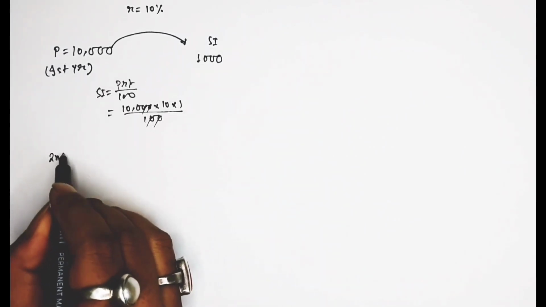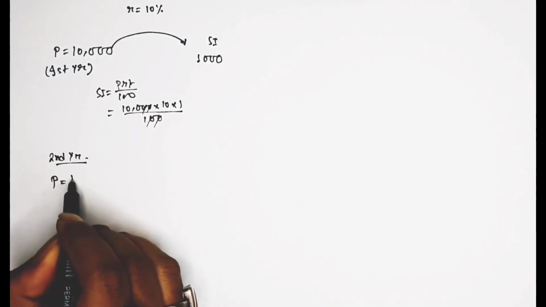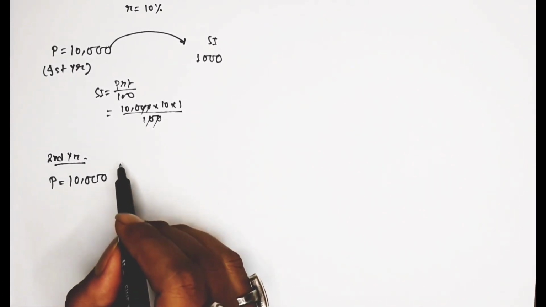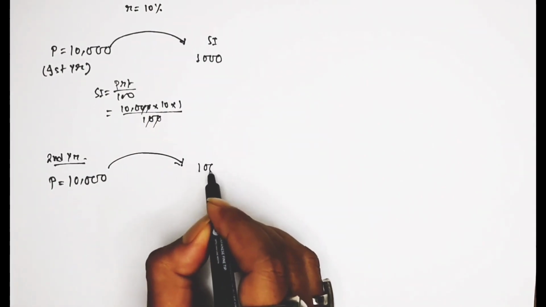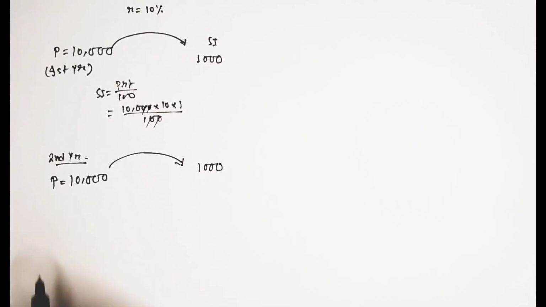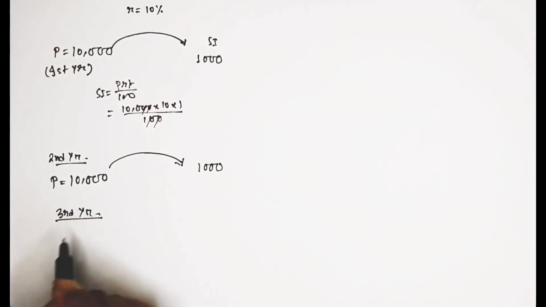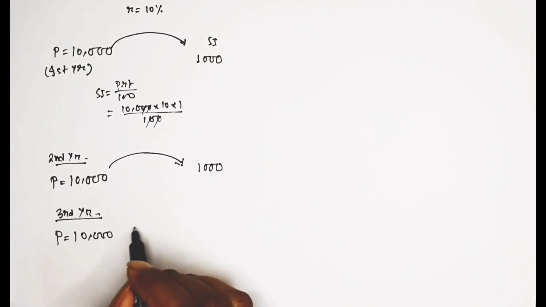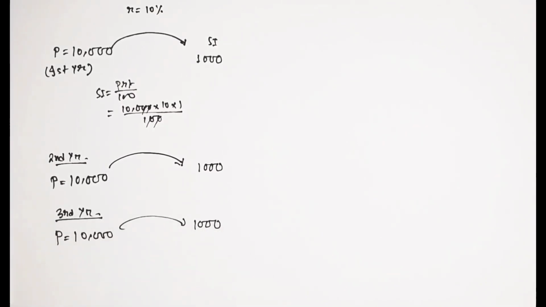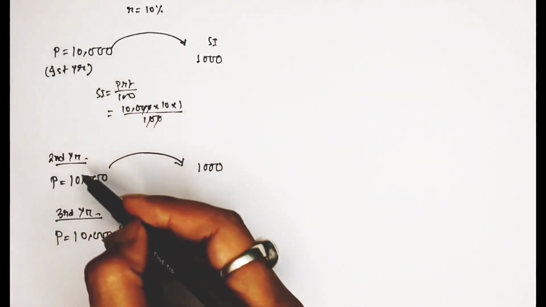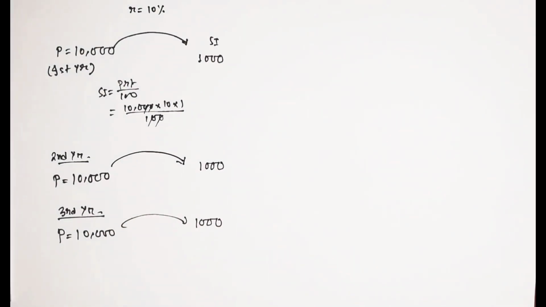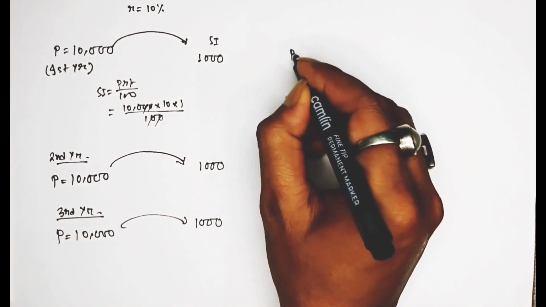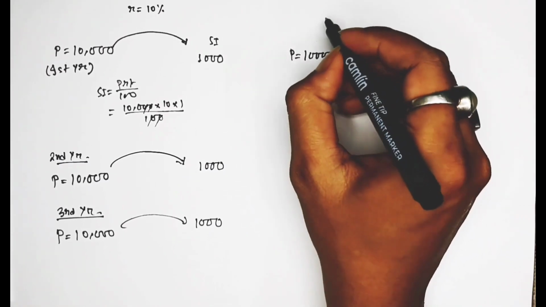For the second year, P equals to 10,000 rupees, and similarly here we can get the value of SI is 1000 rupees, and also in the third year we get the value of SI as 1000 rupees, because in all of these cases, the principal value is same. But in case of CI, the principal amount is 10,000 for the first year.